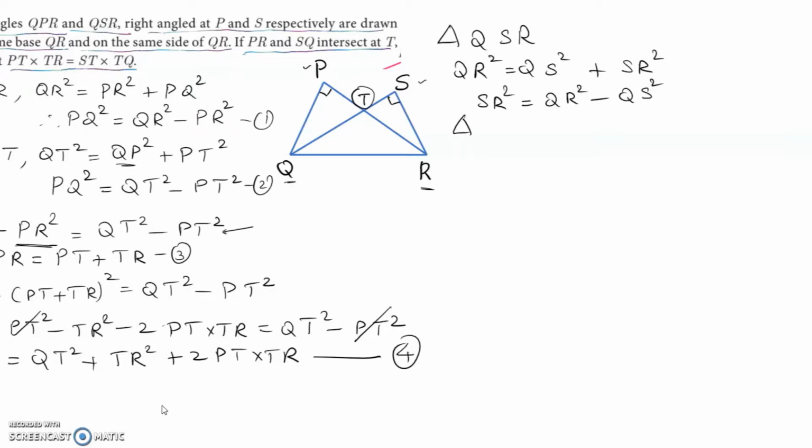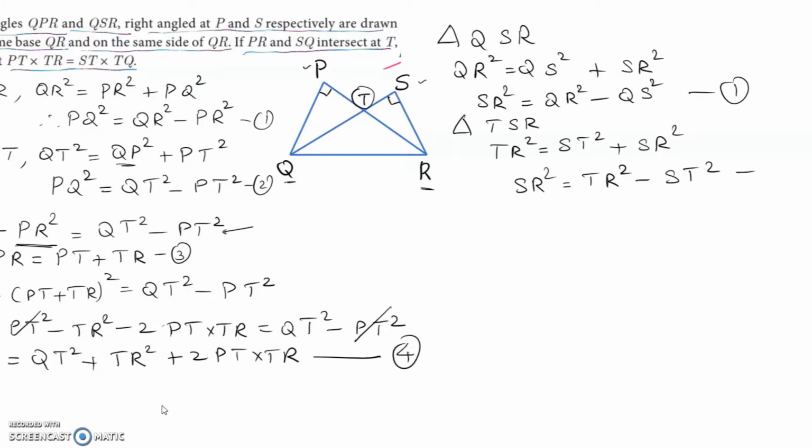Then let's take the triangle TSR. That's also a right angle triangle. So we get our hypotenuse, which is TR squared, is equal to ST squared plus SR squared. So our SR squared will be equal to TR squared minus ST squared. So equating, let me call this as 5 and 6. So equating these two, we get QR squared minus QS squared is equal to TR squared minus ST squared.